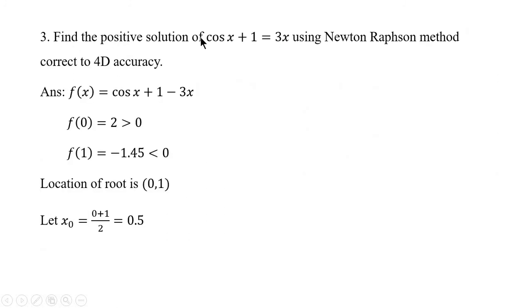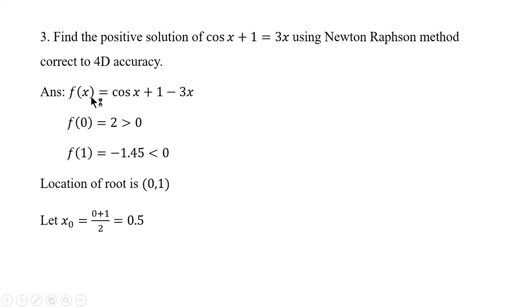Third question, find the positive solution of cos x plus 1 equal to 3x using Newton-Raphson method, correct to 4 decimal places accuracy. Again we have a trigonometric problem. Put your calculator in radian mode. Our f of x is cos x plus 1 minus 3x.